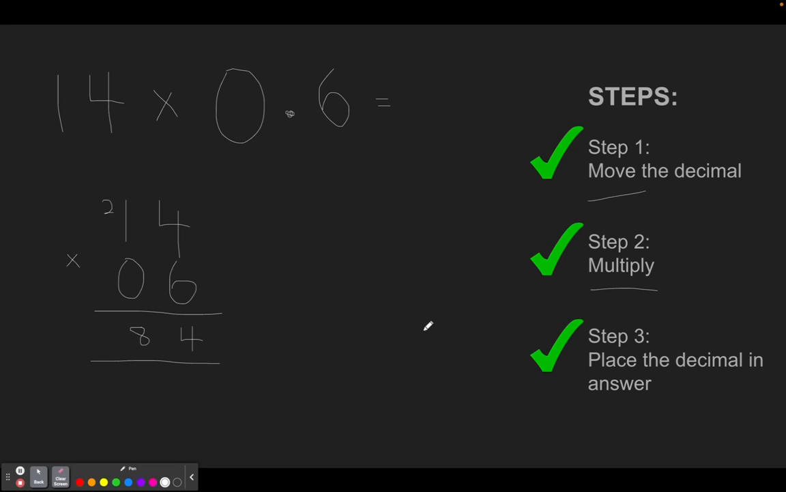So you must be wondering, where do I put my decimal point back? If we take a look up here, our decimal point, there's only one number to the right of it. So when we're putting the decimal point back, we need to put it in front of however many numbers were in our original problem. In this case, there's only one number here, the number 6. So we go down to our answer and we count one number and we place that decimal in front of that one number. So the answer to our equation there is 8.4. We've completed all the steps and we have our answer.